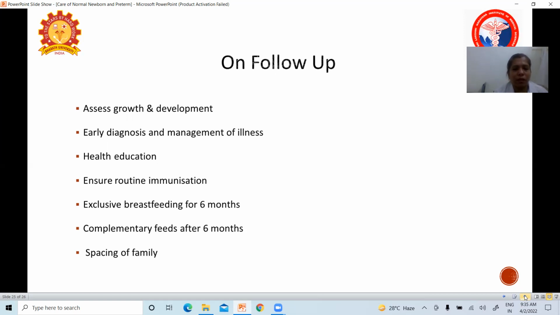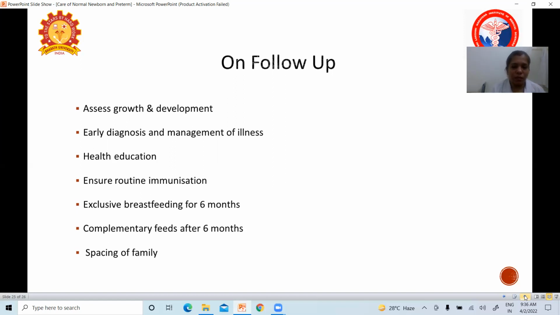We should counsel the mother for exclusive breastfeeding for the initial 6 months without any other supplemental feed. Complementary feeding has to be started after 6 months are completed, along with the breastfeeding. At the time of starting complementary feeding, we can explain to the mother how to start, how frequently to give, what the consistency should be, and what items should be added. And proper family planning methods: we have to counsel all the family members, both mother and father, to give some space between the babies so that all the babies can have proper care.